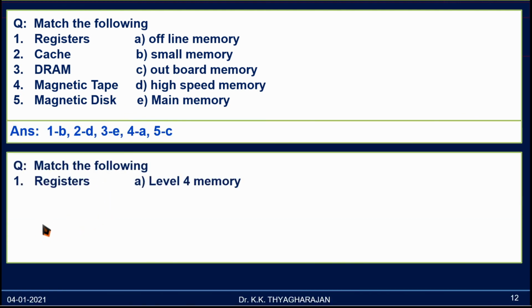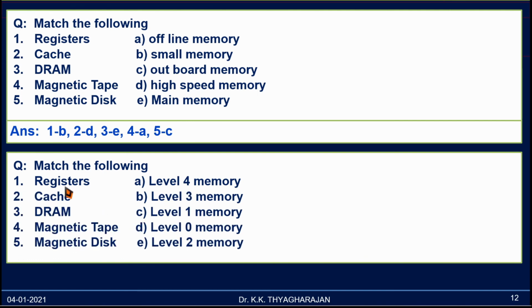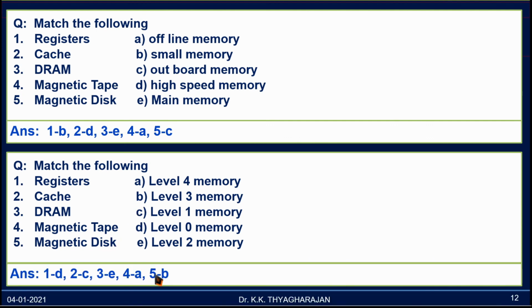Match the following. Again, same thing. Registers. You know that registers are at highest level, that means level 0. So register will be level 0. Cache will be at level 1. Dynamic RAM will be at level 2. Magnetic tape will be at level 4. And magnetic disk will be at level 3. So 5 is B. So this is the answer.